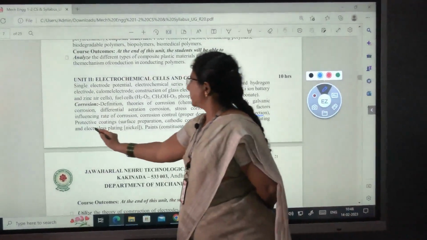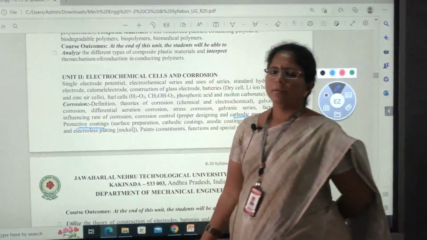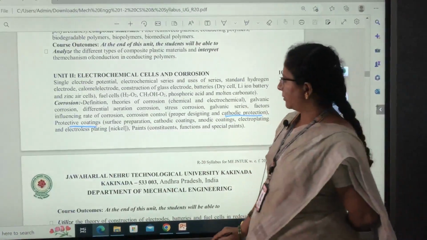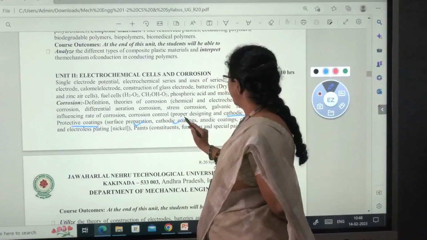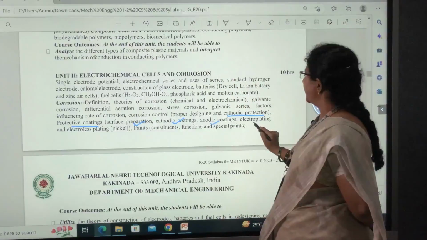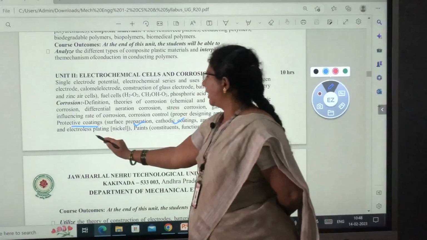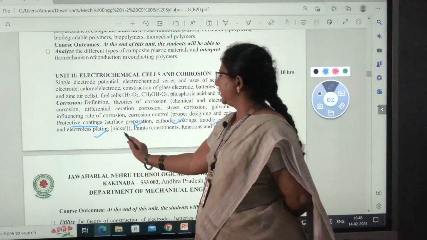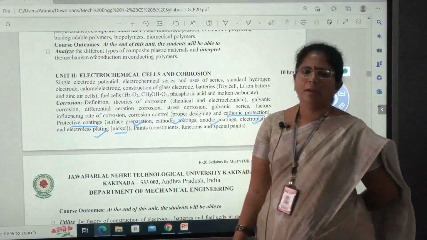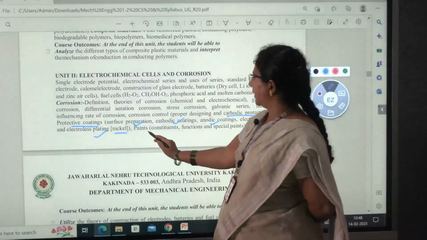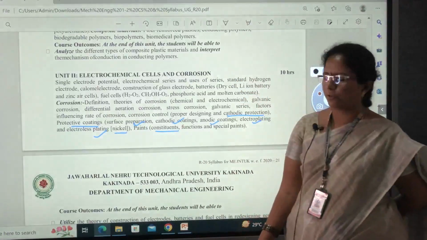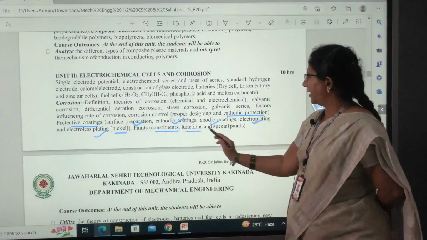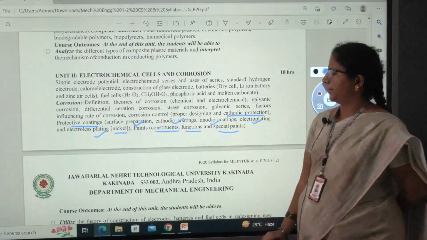Next control measure is by using protective coatings. So what are the methods we will be employing under protective coatings: surface preparation, cathodic coatings, anodic coatings, electroplating and electroless plating, taking nickel as the example. And the last topic of the second unit is paints. So in paints we will be basically discussing the constituents of paints, functions of paints and some special paints.